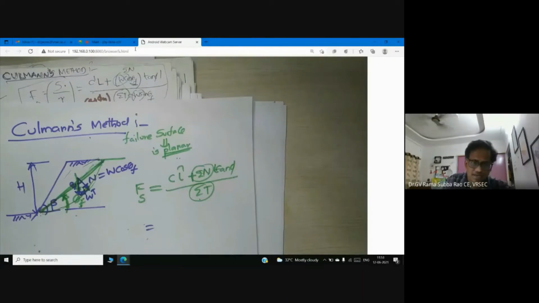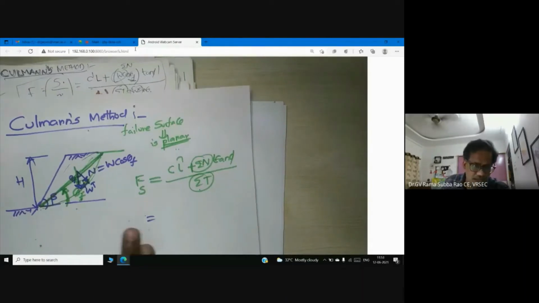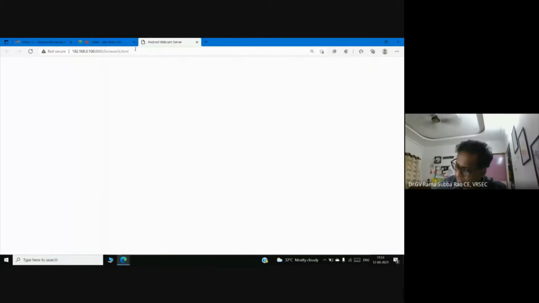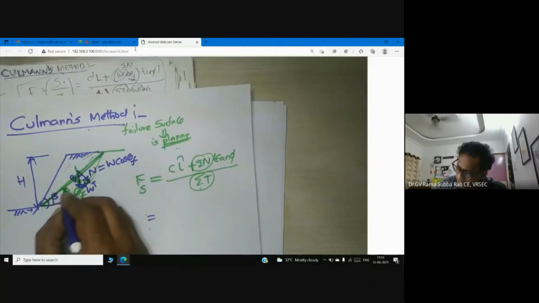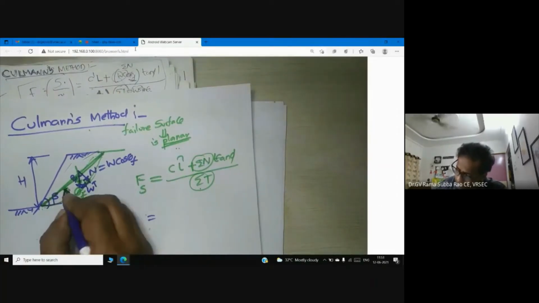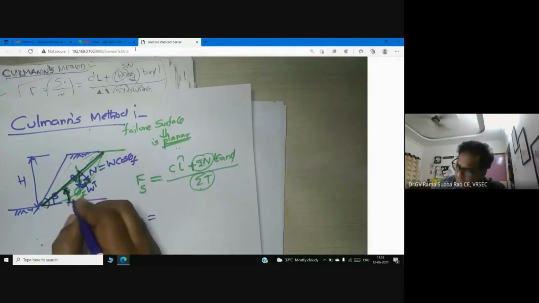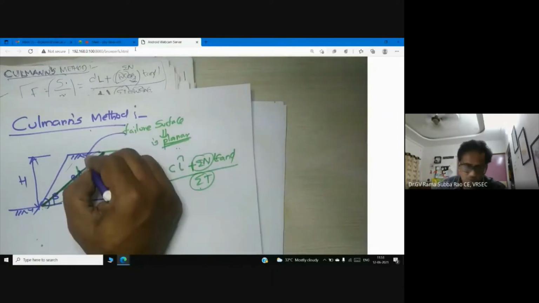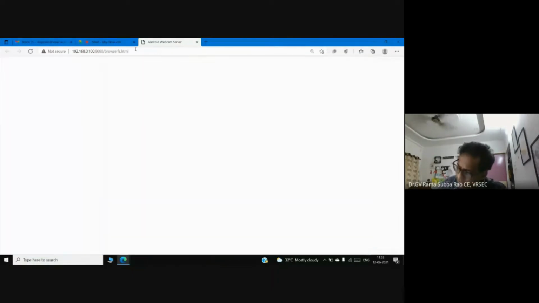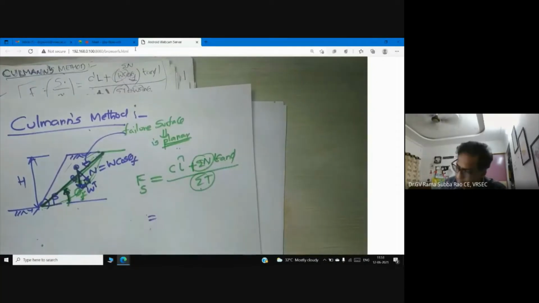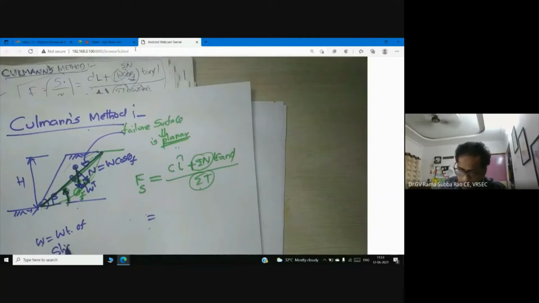So how to calculate? I will explain once again. So this is the failure plane, whatever I consider. It is planar now. So W is the weight of the sliding wedge. But it is triangular now, the shape is triangular.